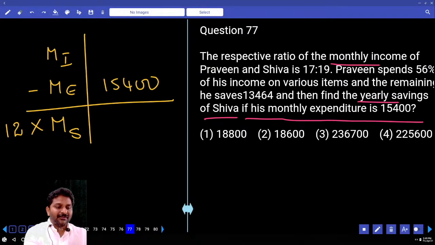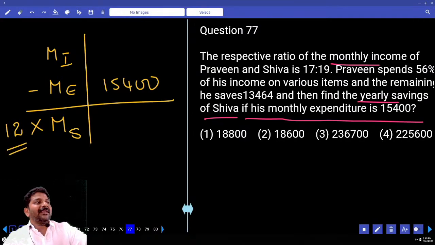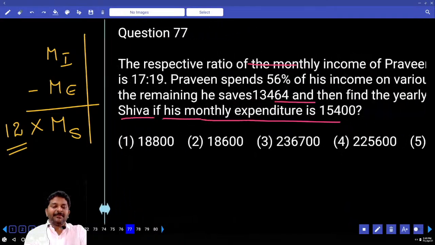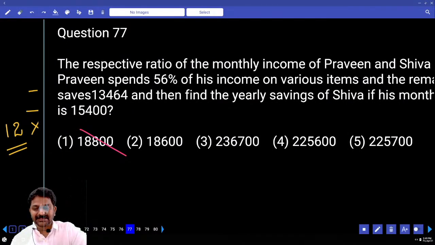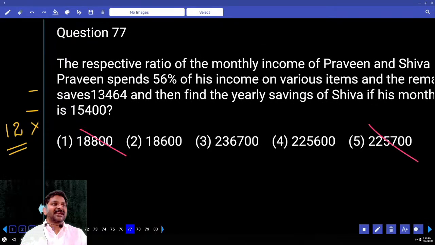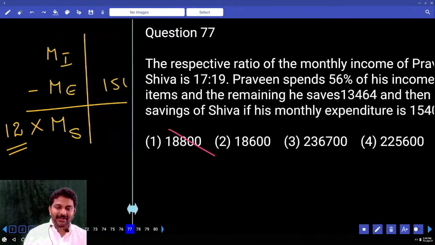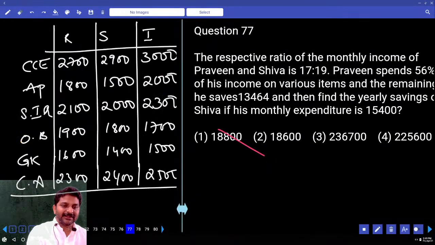Yes or no? First, let me verify. 12 into something. Answer must be a multiple of 3. Can it be first option? Can it be second option? Come on. Can it be third option? Yes. Can it be fourth option? Yes. Can it be fifth option? No. First and last are eliminated. Yes. Right. Now continue. We have to calculate.